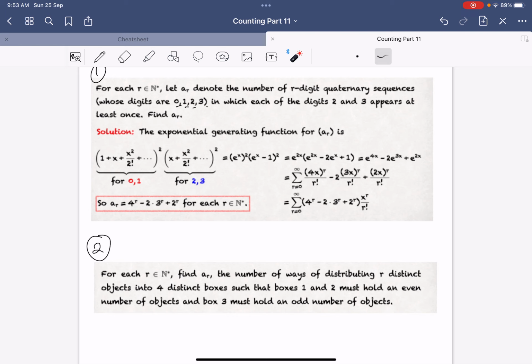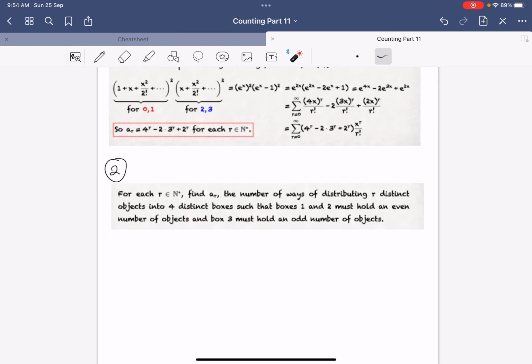And when you expand out, it's just e^4x minus 2e^3x plus e^2x. And each of these can be written as a power series that we have seen. And so when you simplify the power series, this will be the coefficient of x to the power r over r factorial, and this represents your AR. And so you can easily get a closed form formula for this problem.